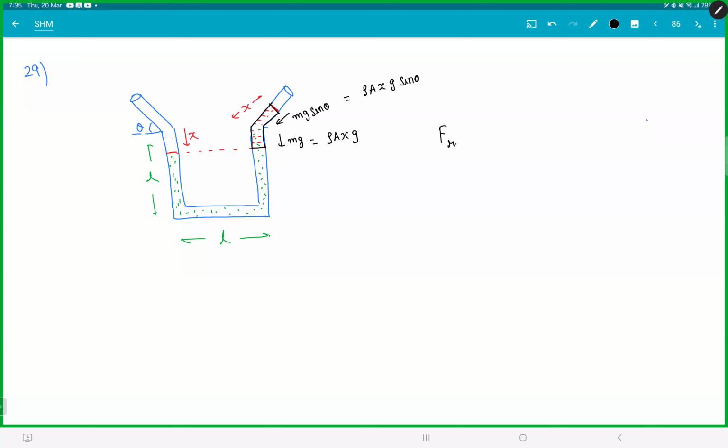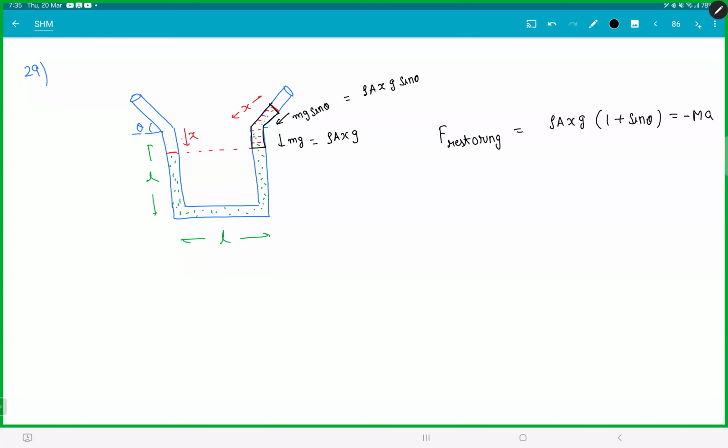So the restoring force, because see, till here the height of the liquid is in equilibrium, but the reason it is moving is because of this extra piece. When you push the liquid by x, the other side will go x plus x at an angle. That is conservation of volume. So F restoring will be rho a x g (1 plus sine theta). This must be equal to mass into acceleration.